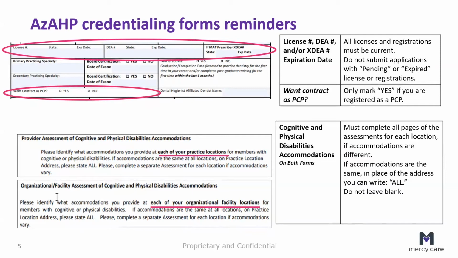The next page we want to call your attention to is the cognitive and physical disabilities accommodations page. You must complete all pages of the assessment for each location. You indicate which location the information is for by putting the address in the address field at the top of the form. If the accommodations are the same for all locations, you can just put all, but do not leave it blank. If it is left blank, it will be sent back. We cannot assume which address the information is for.